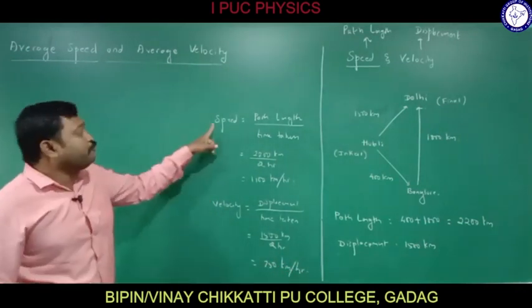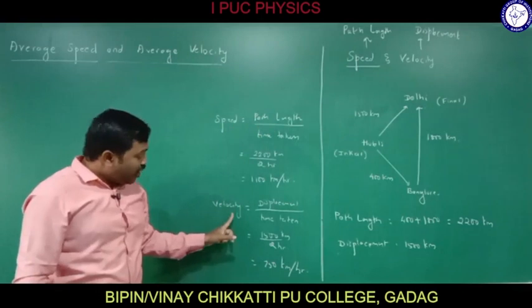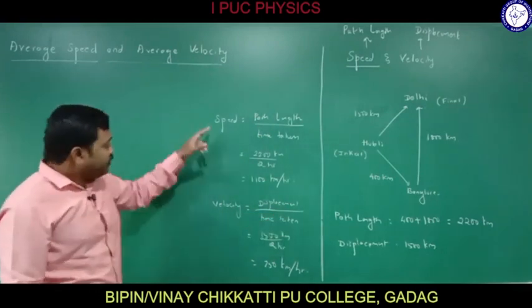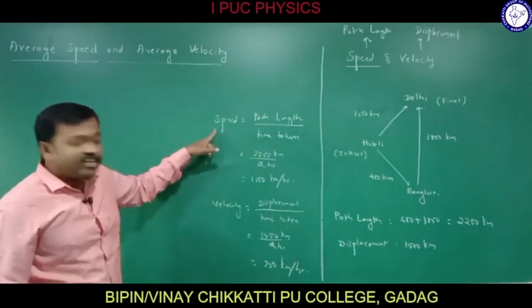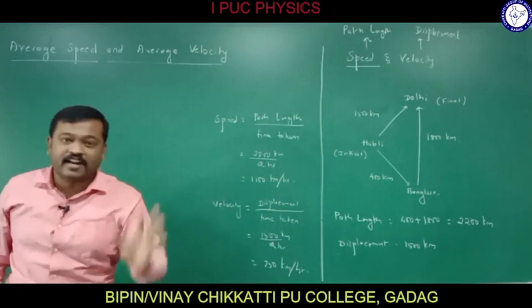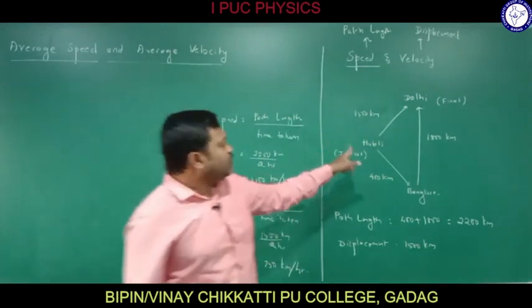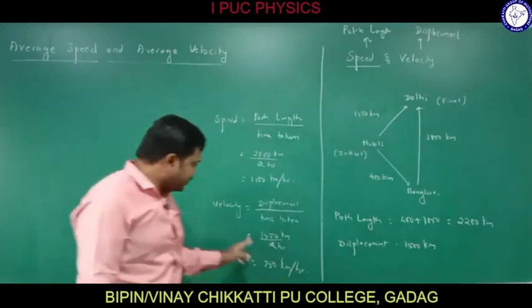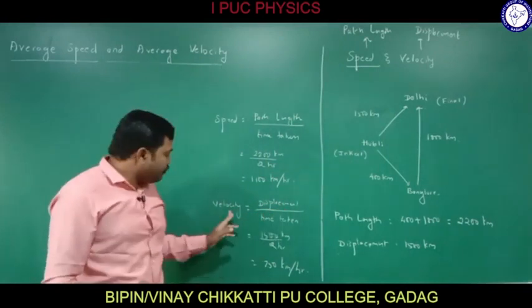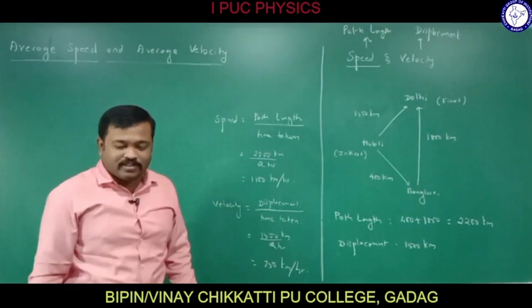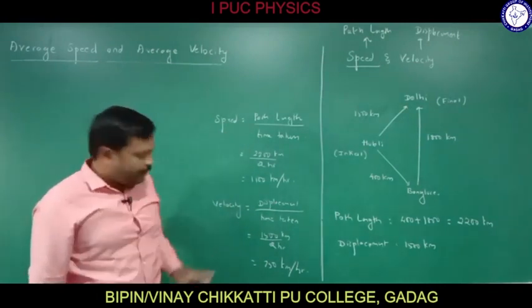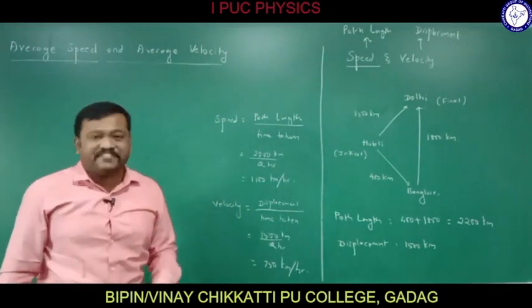Means speed depends upon path length, velocity depends upon displacement, right? Speed does not have any direction, you can travel anything. But velocity has direction, from initial position to final position, the same direction as that of displacement. So do remember, velocity depends upon the displacement. Speed is a scalar quantity, velocity is a vector quantity.